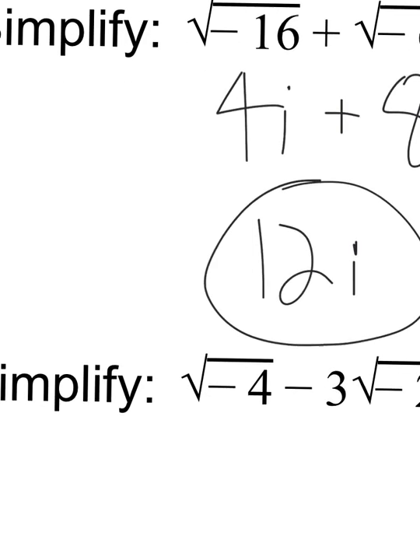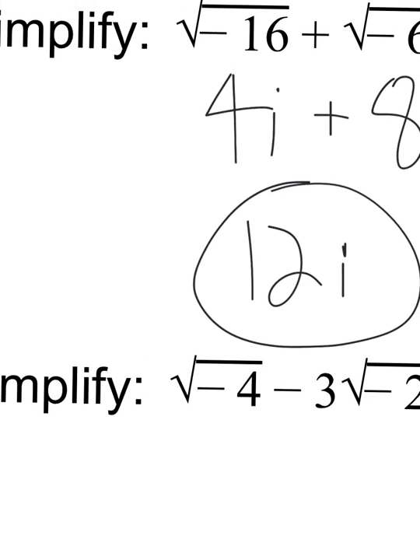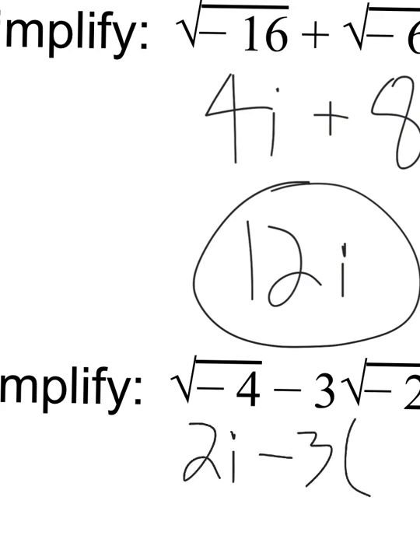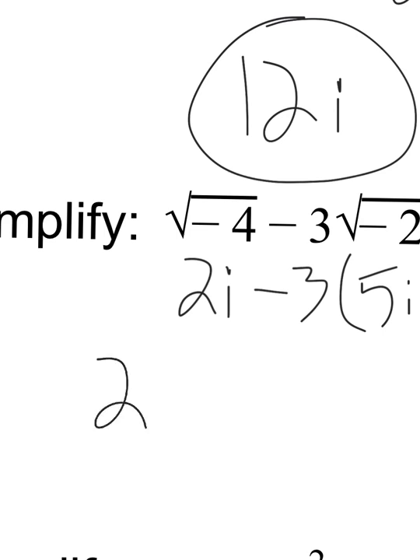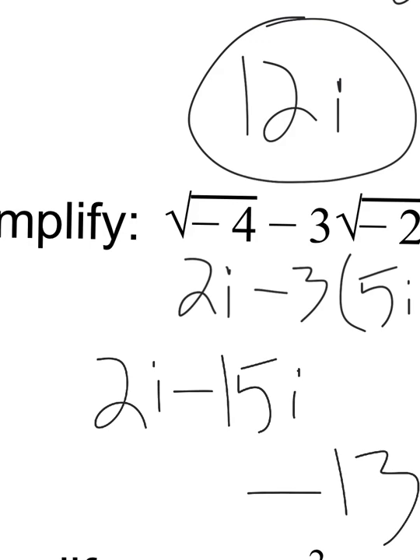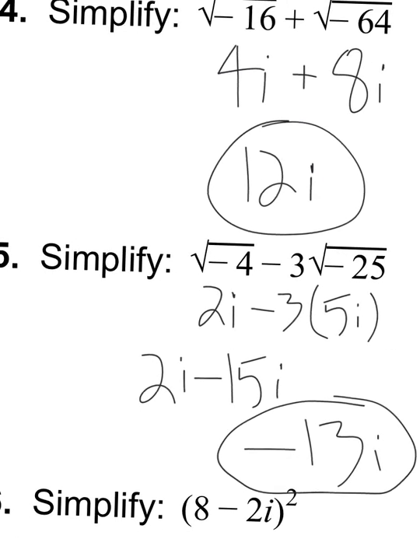So I'll apply the same kind of logic for number 5. I have the square root of negative 4, that's 2i, minus 3 times the square root of negative 25, that's 5i. And 3 times 5 is 15. So I have 2i minus 15i, and then 2i minus 15i is just negative 13i. And that's the final answer to number 5. All right?